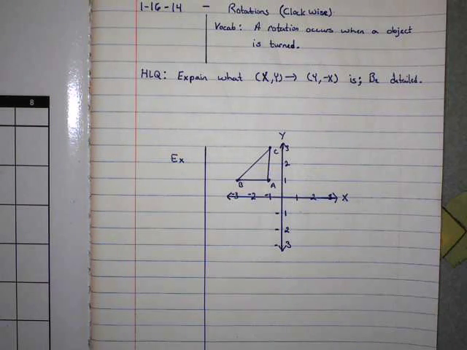This lesson, the student objective that we're going to look at is making a rotation 90 degrees clockwise. Clockwise is literally what it says. It is the direction that the hands on a clock move. Your vocabulary word is rotation. A rotation occurs when an object is turned.